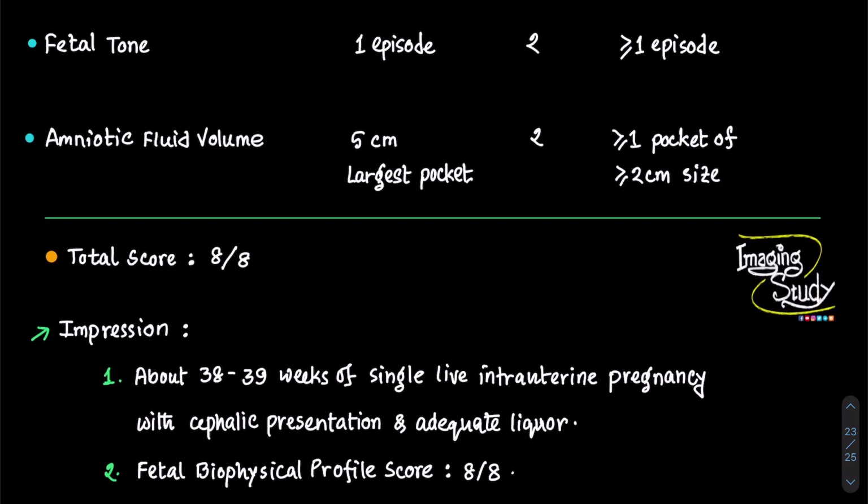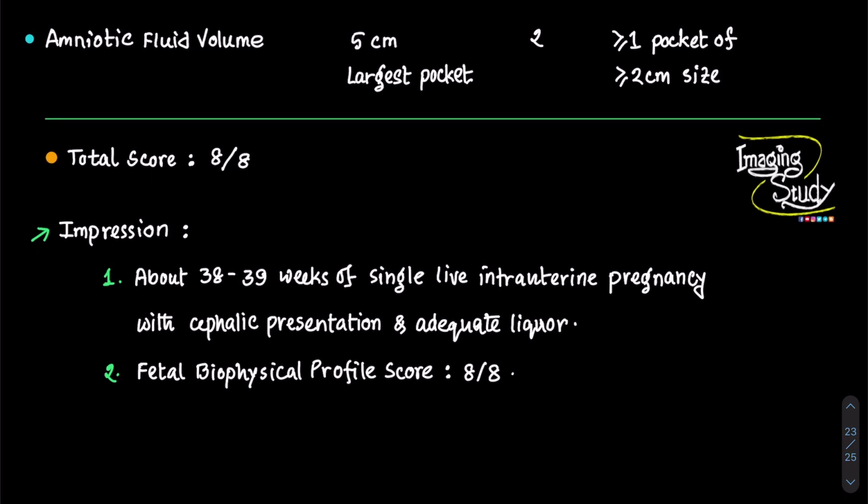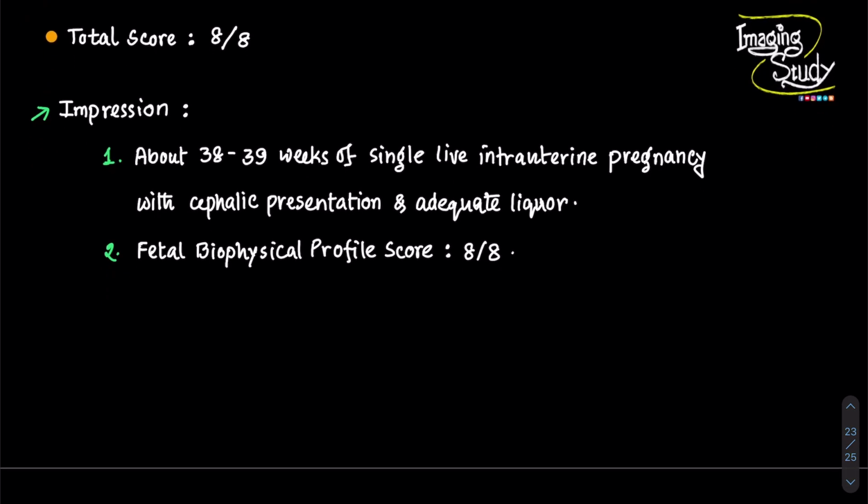So, our total score on ultrasound will be 8 by 8, 6 by 8, 4 by 8, 2 by 8 or 0 by 8. Our clinicians will do NST and add that score with ours for a final score. On impression, in short, we can write about ... weeks of single live intrauterine pregnancy with cephalic presentation and adequate liquor, and fetal biophysical profile score is 8 out of 8.